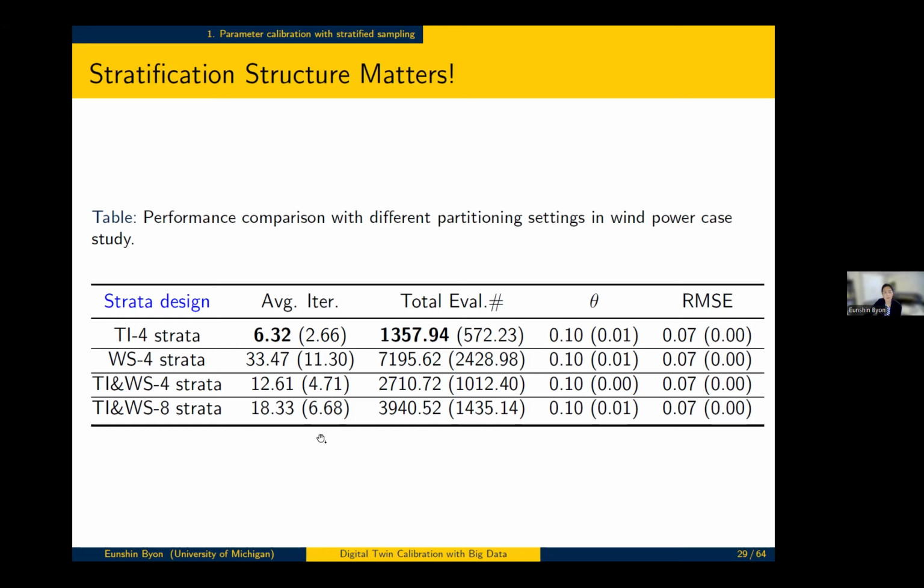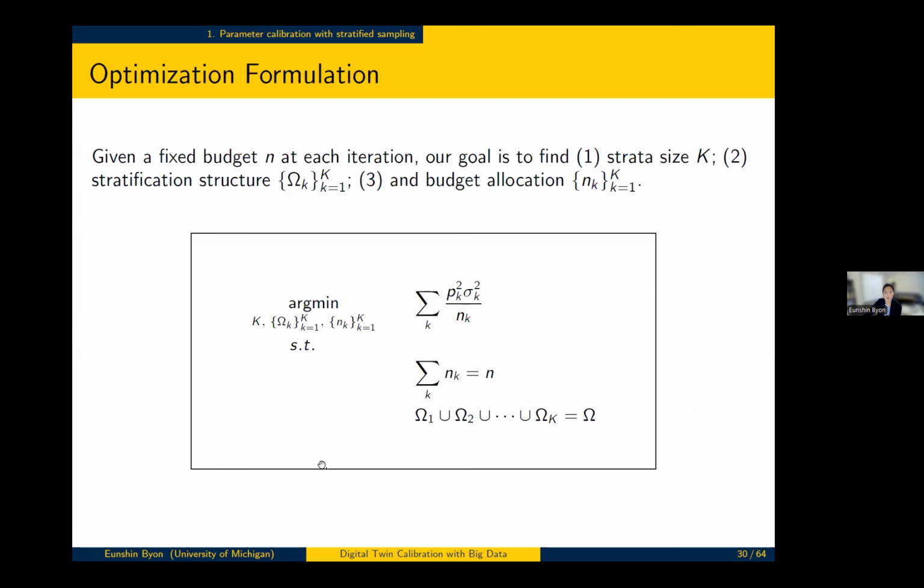but it has not been studied thoroughly in the literature. So again, our problem is, given a fixed budget n at each iteration, which means the size of the subset of data points, our goal is to find the strata size, stratification structure, and budget allocation to minimize the variance of the gradient direction.